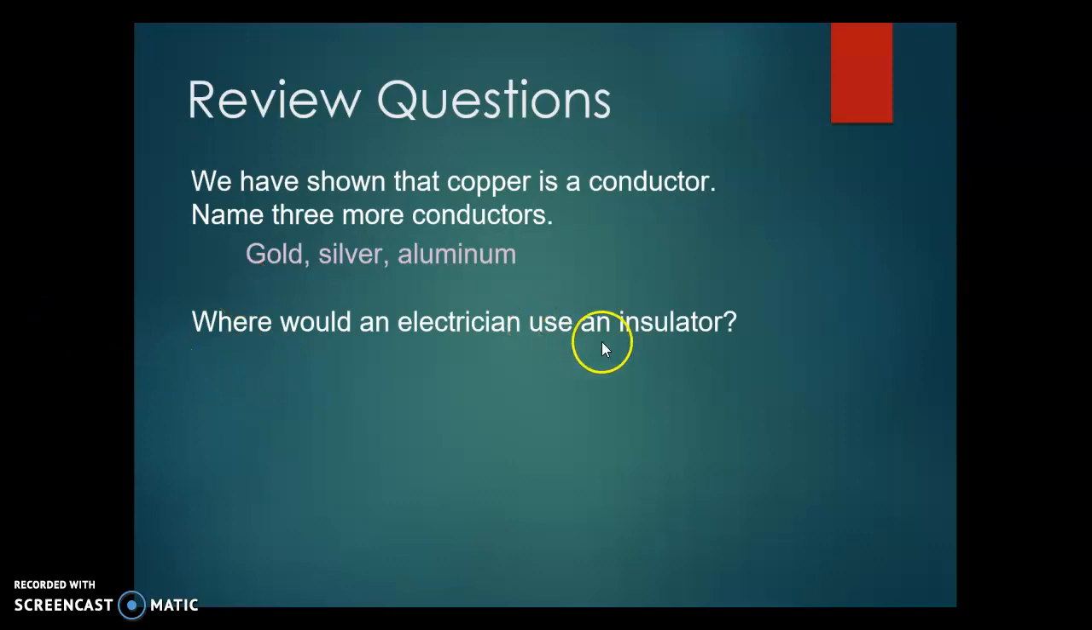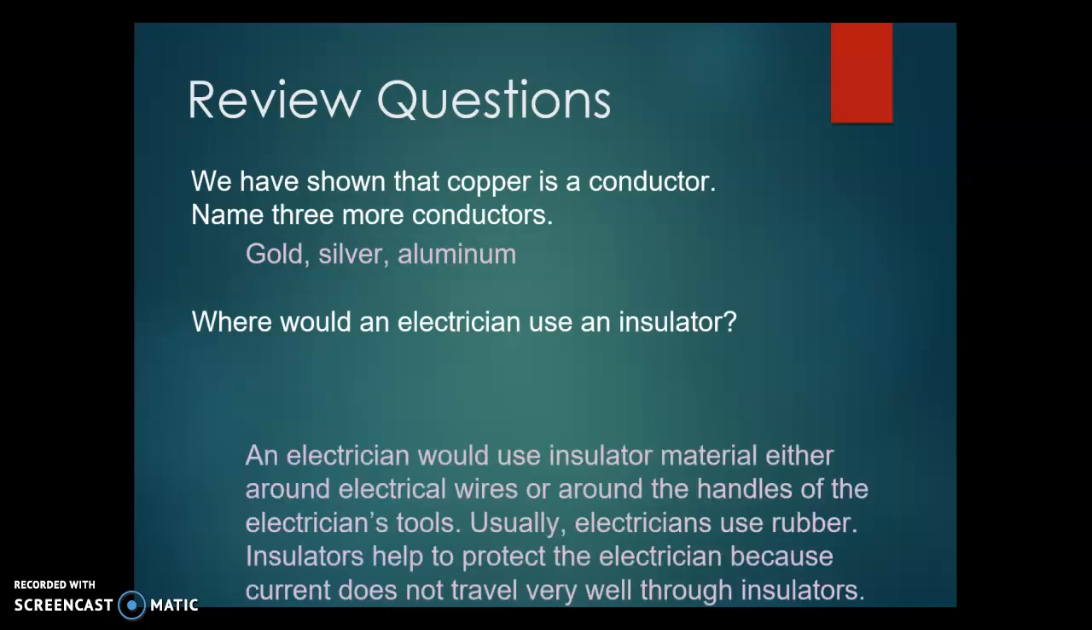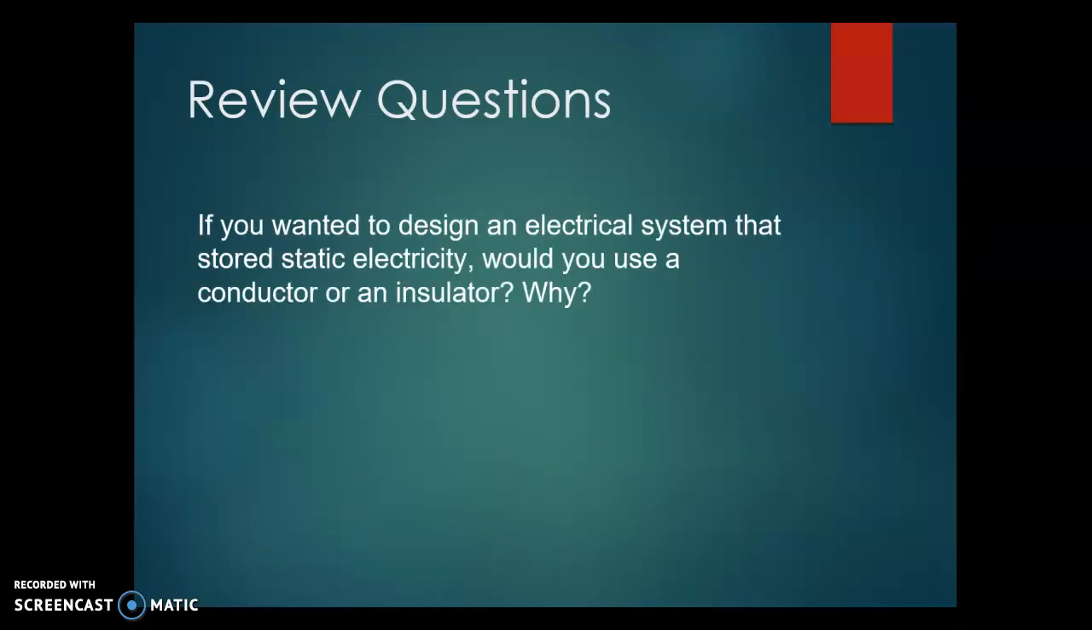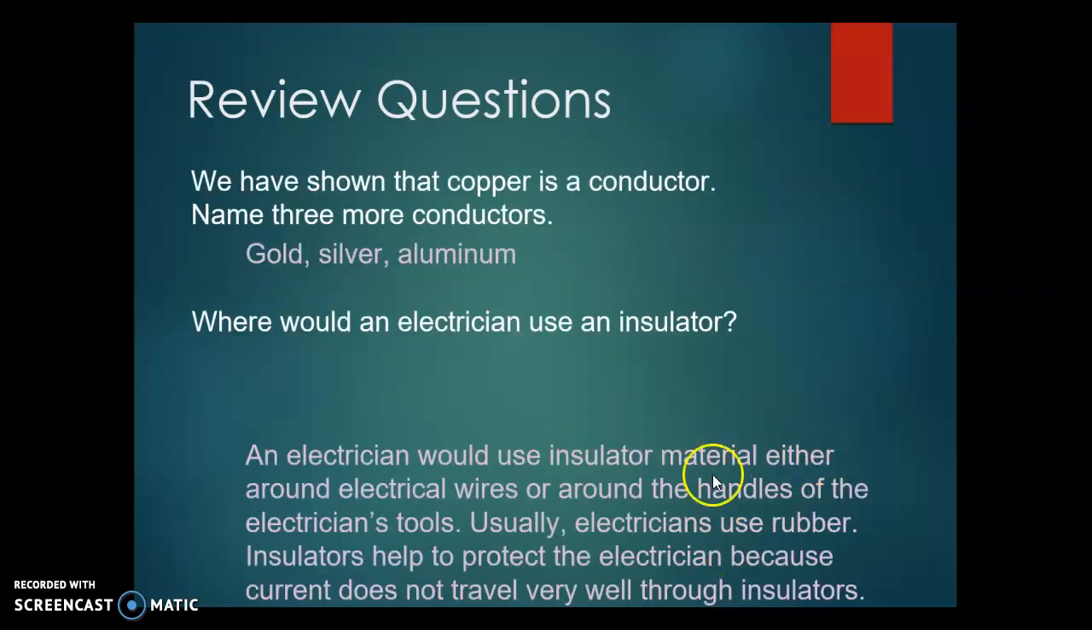Where would an electrician use an insulator? Take a second. An electrician would use insulator material either around electrical wires or around the handles of electricians' tools. Usually electricians use rubber. Insulators help to protect the electrician because current does not travel very well through insulators. That's why they wear rubber gloves and rubber insoles so they don't get shocked.